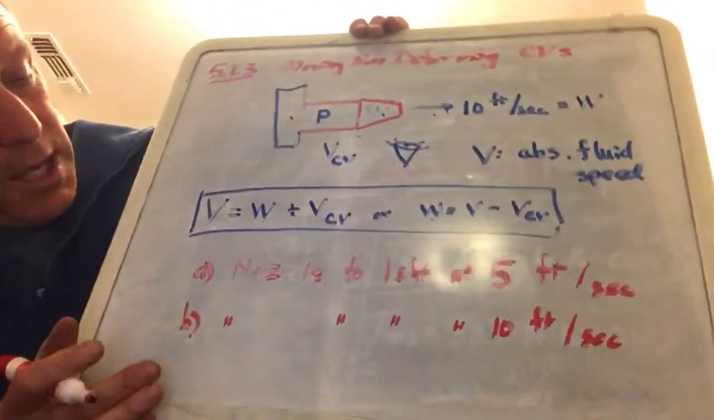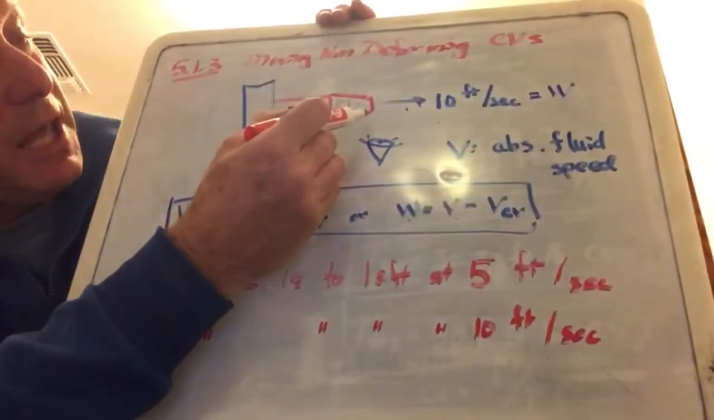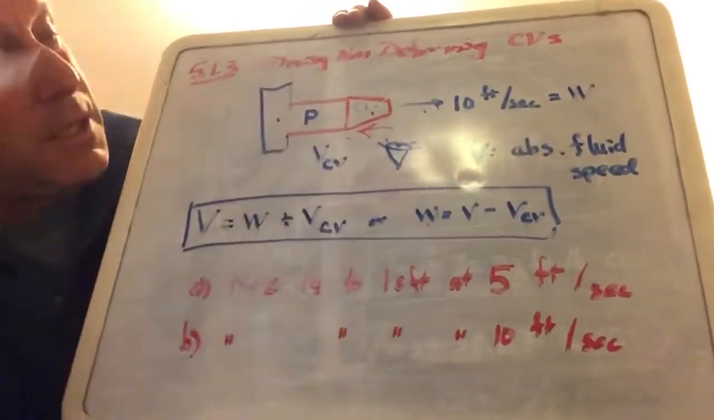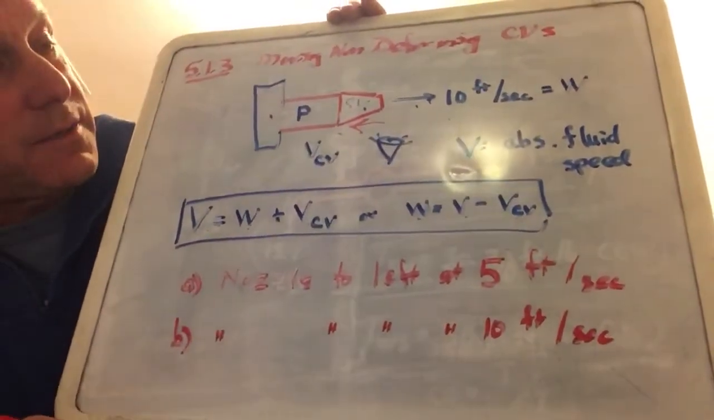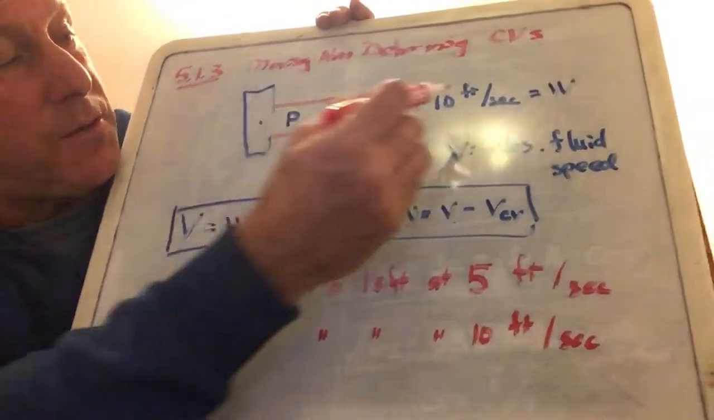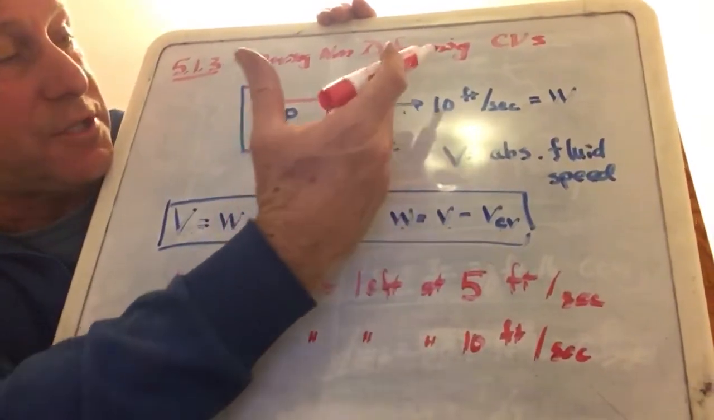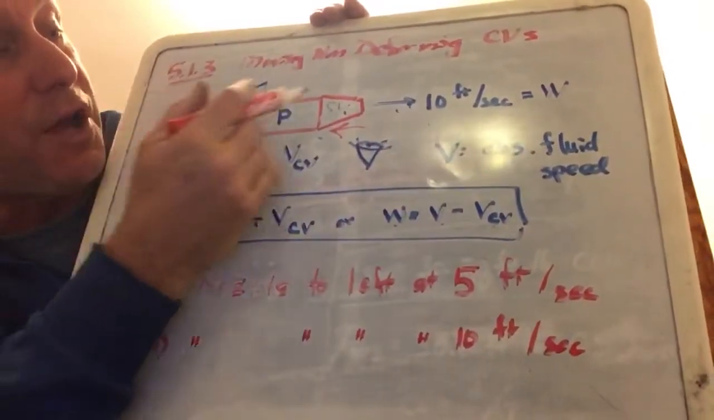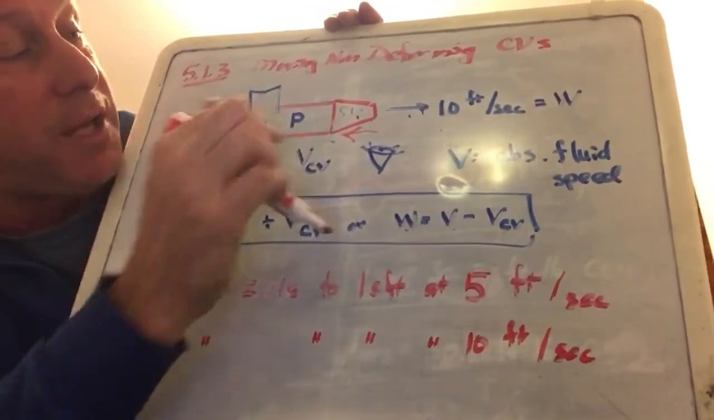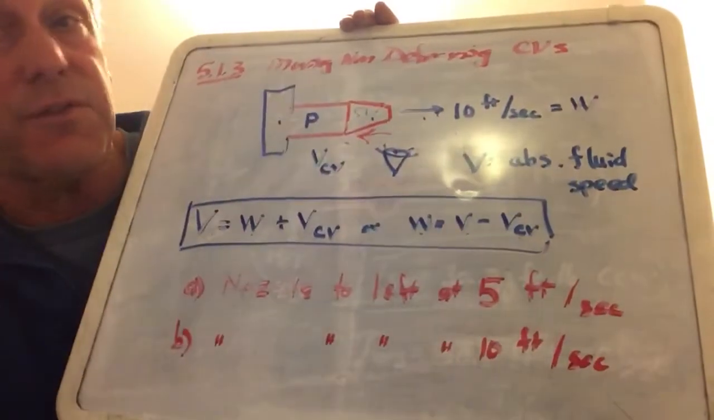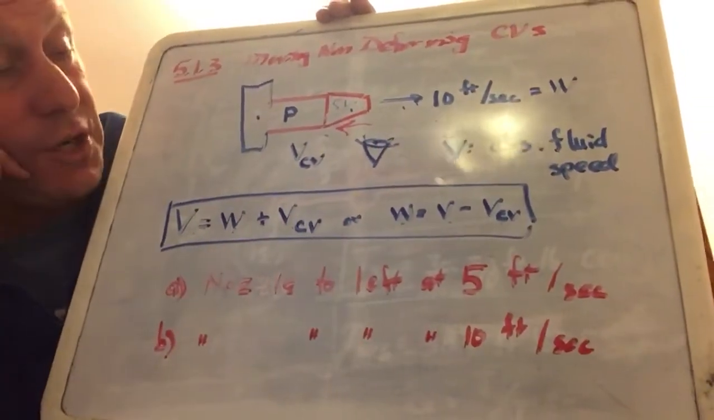All right, so A, if the nozzle was moving to the left at 5 feet per second, then if the nozzle was stationary, the water would be going 10 feet per second, but now the nozzle is being drawn back at 5 feet per second. And what we would actually see is the water coming out at 5 feet per second relative to the ground, or relative to some sort of stationary point.